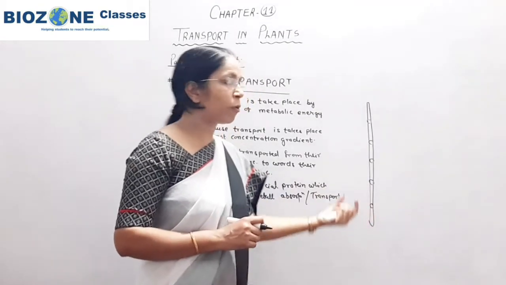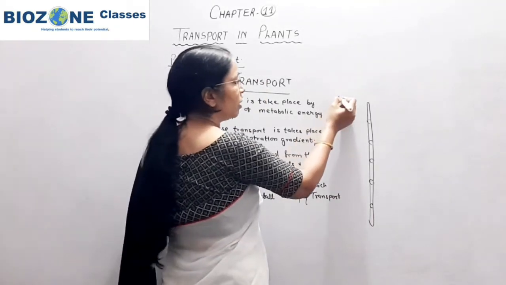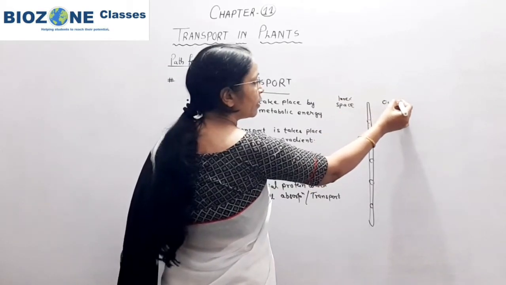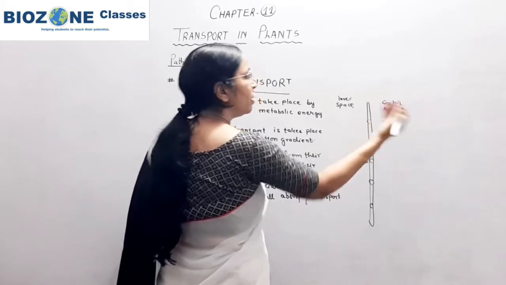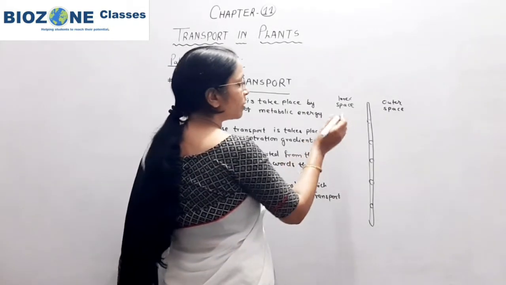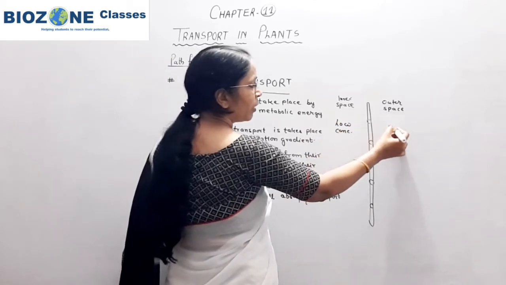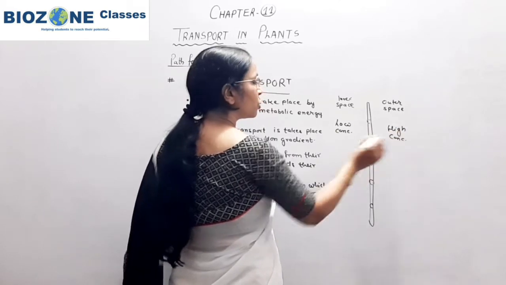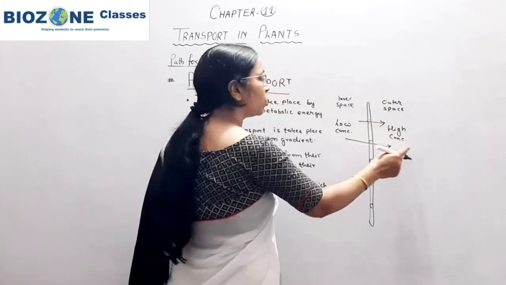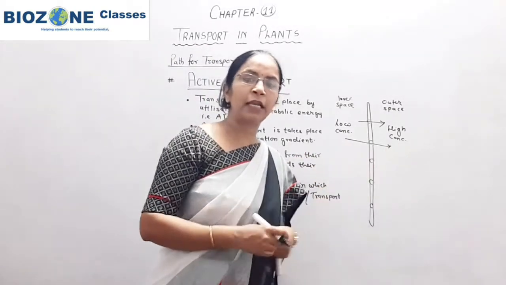For example, we come towards the point. These 5 proteins are present, and this is the inner space of the plasma membrane, that means the cytoplasmic part, and here is the outer space, that means the plasma membrane is in connection with any other cell or the outer environment. So here, for any ion or molecule, the inner space has low concentration and suppose the outer has high concentration. So these proteins forcefully transport these molecules from low to high concentration.